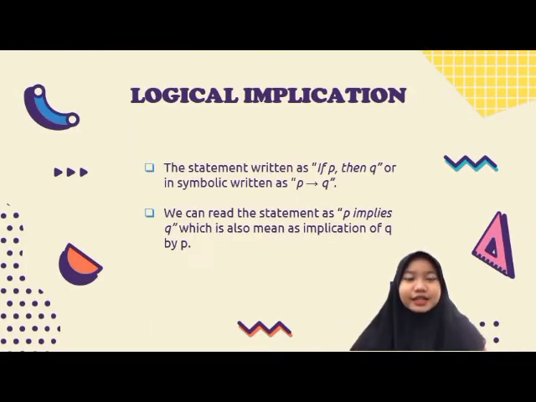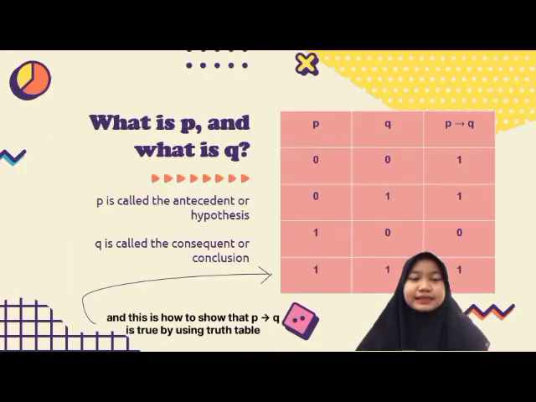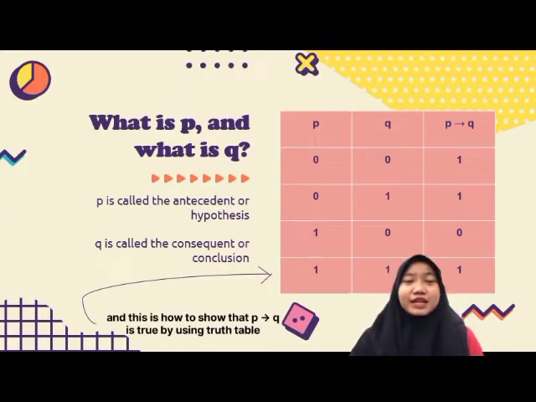Logical implication. The statement written as "if P then Q", or in symbols P → Q, which we can read as P implies Q, also meaning Q is implied by P. Next, what is P and what is Q? P we call the antecedent or hypothesis, and Q we call the consequent or conclusion.